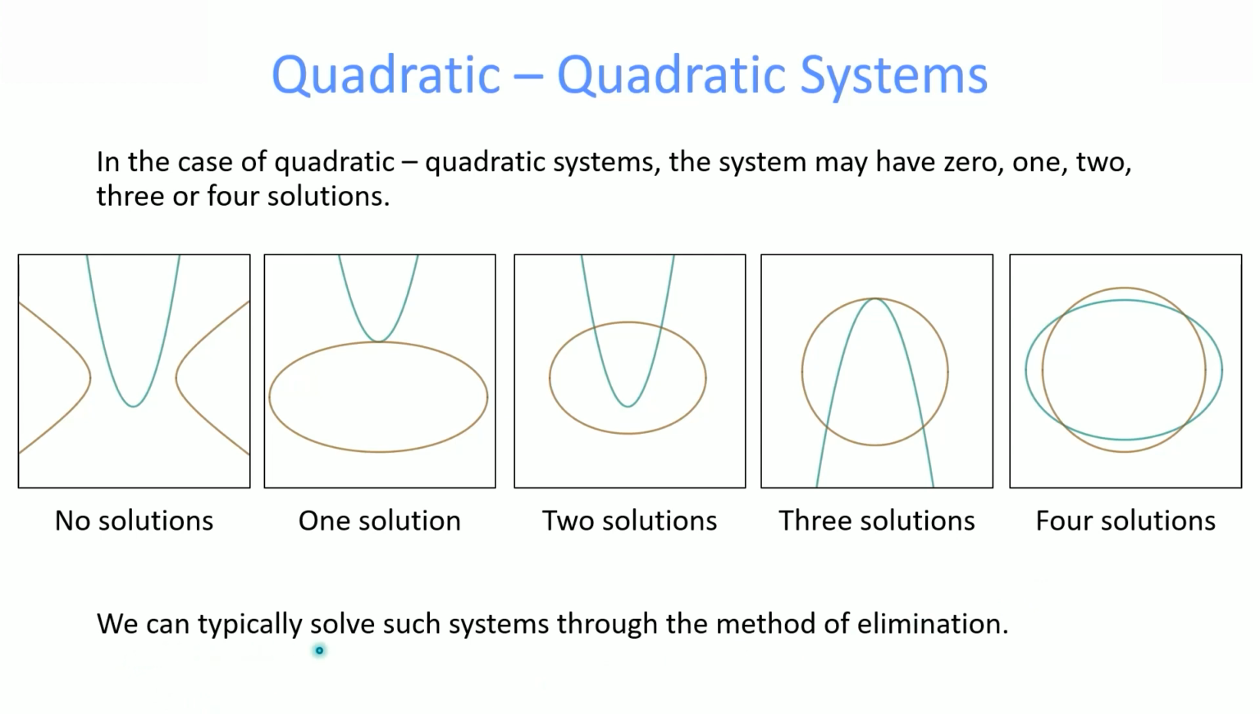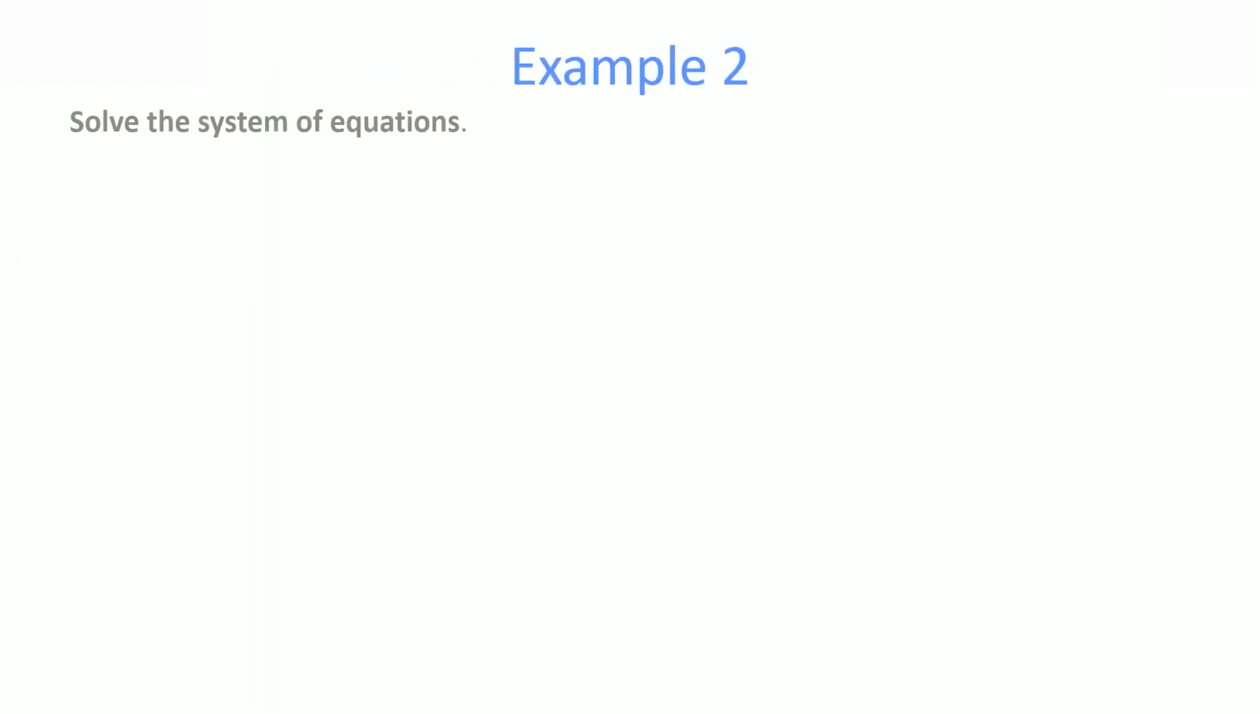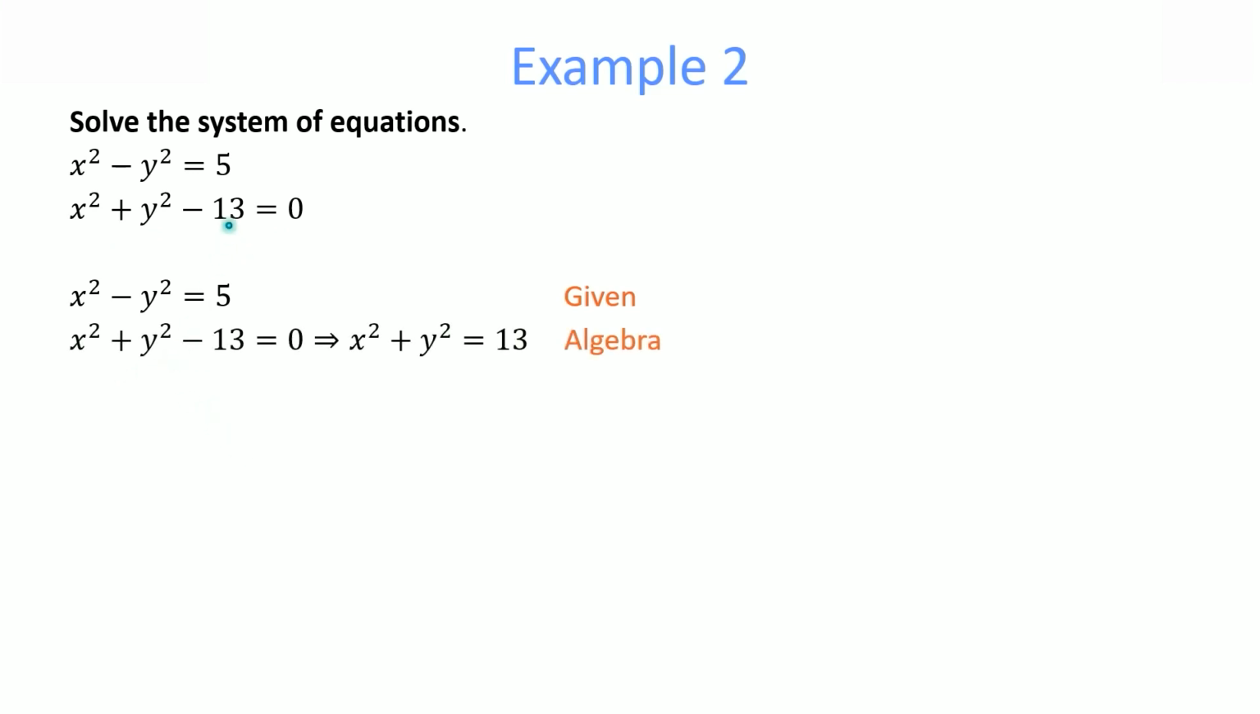Typically, we can solve such systems through the method of elimination, though other methods can also be used. Let's have a look at an example. Solve the system of equations x squared minus y squared equals 5 and x squared plus y squared minus 13 equals 0. So this is a quadratic system because we have 2 quadratic equations. Now, the first equation is given, and we will take the second equation and rewrite it, moving the minus 13 to the right-hand side. So now we have these 2 equations that are equivalent to our original equations.